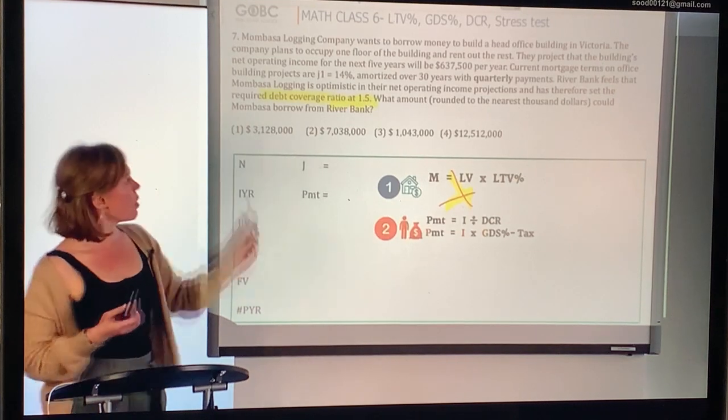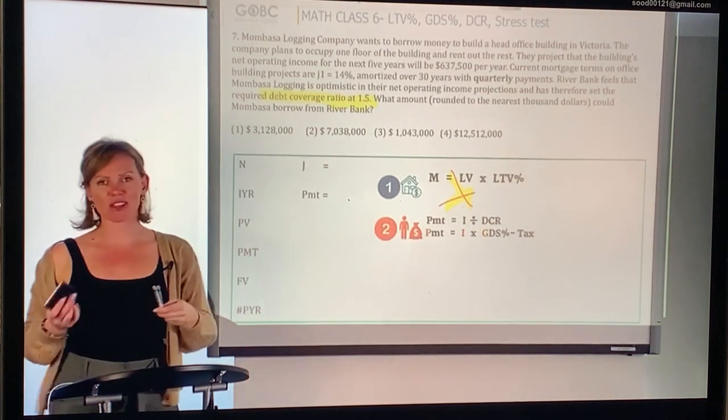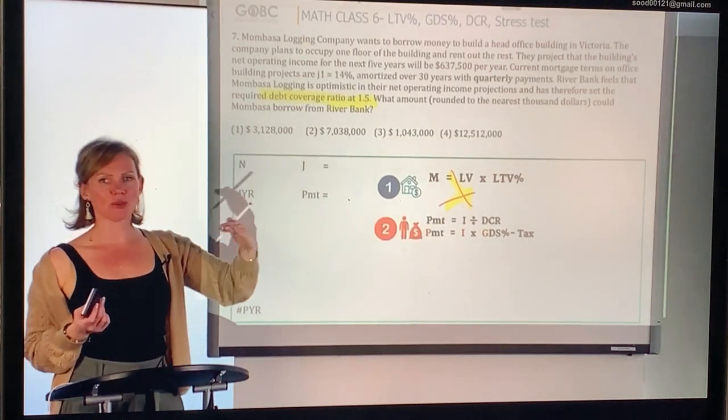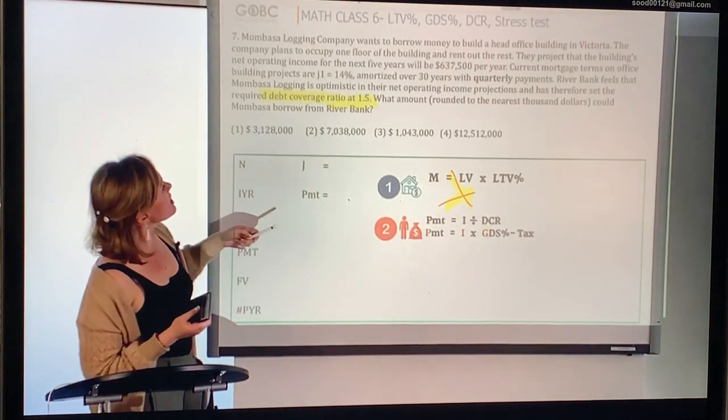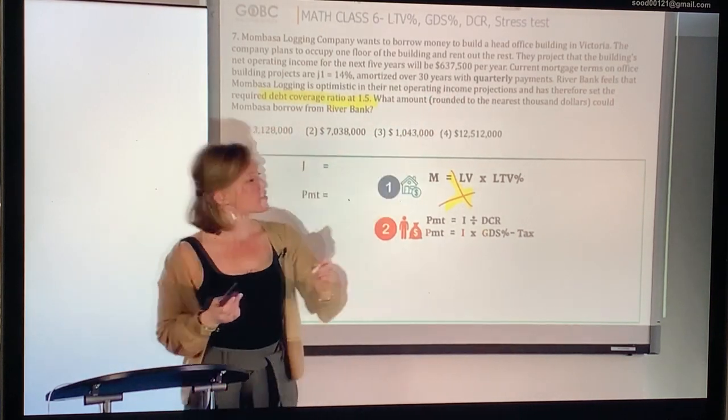If you have that small number, 1 point something, that's your debt coverage ratio. That's the commercial side, a commercial building. It's easy to recognize. What do you do in a commercial? You take the income and then you divide by that DCR. What's the income? Don't worry about the 5 years, just the income per year. That's what we need.